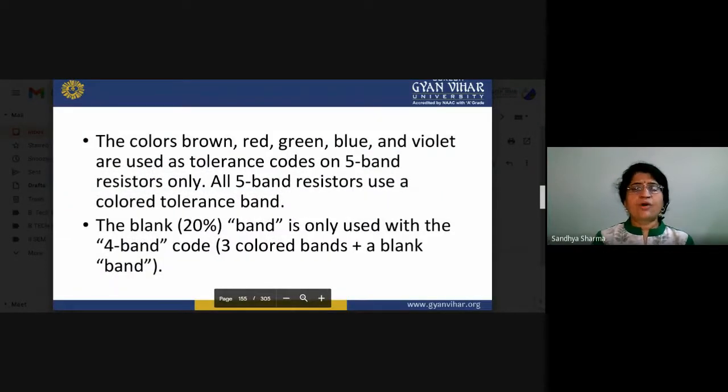The colors brown, red, green, blue, and violet are used as a tolerance code on fifth band resistors only. And all 5 band resistors use a colored tolerance band. So the blank 20% band is only used with the 4 band code: three colored bands plus a blank band. So that is basically the tolerance is 20%.